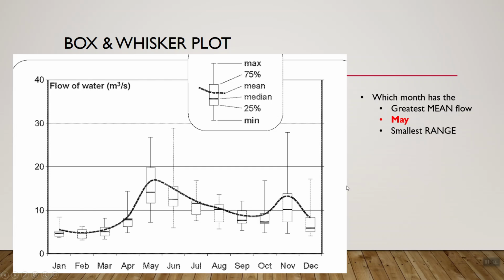The smallest range. So the range is the distance between the maximum and minimum values. So we're looking for which box plot has got the smallest gap between the max and min. It's down here. It's going to be February.